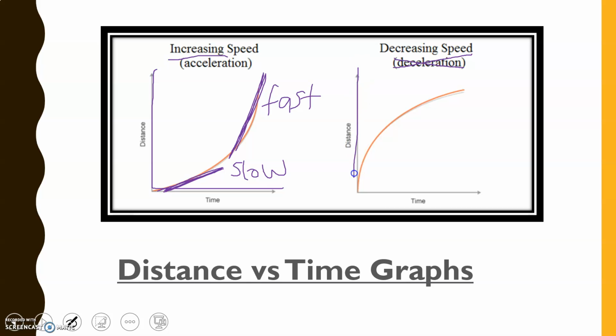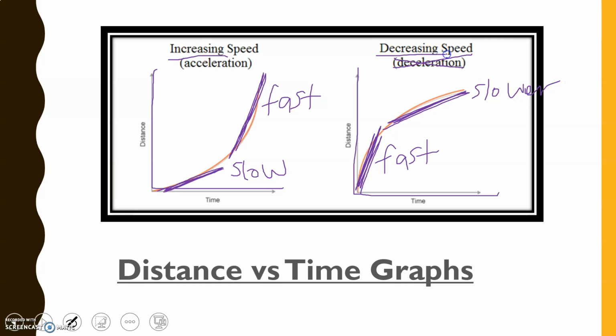Let's look at the graph on the right. So break it into parts. At first, it has a very steep slope. It's going straight up. So at first, the object's moving very fast. Then, all of a sudden, it's much shallower. So it's slower. So if we're going from fast to slow, that is decreasing speed.